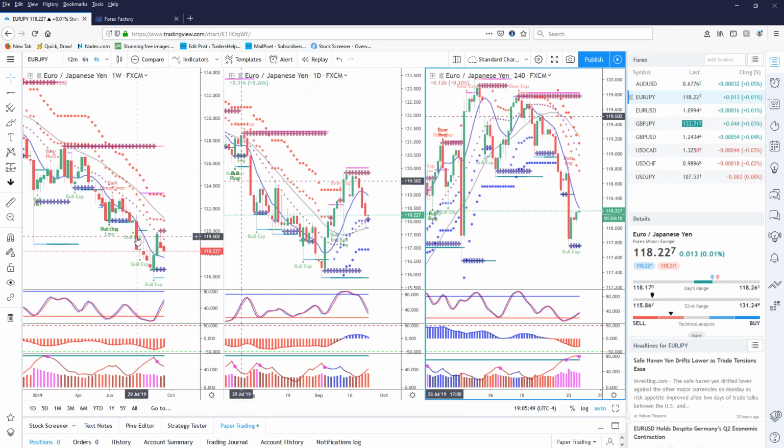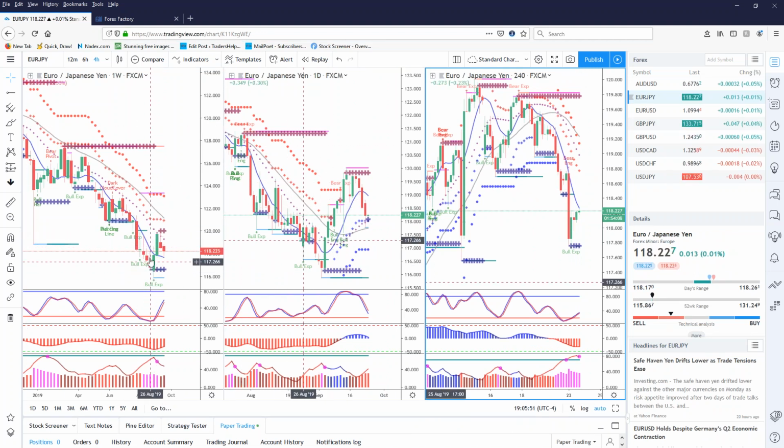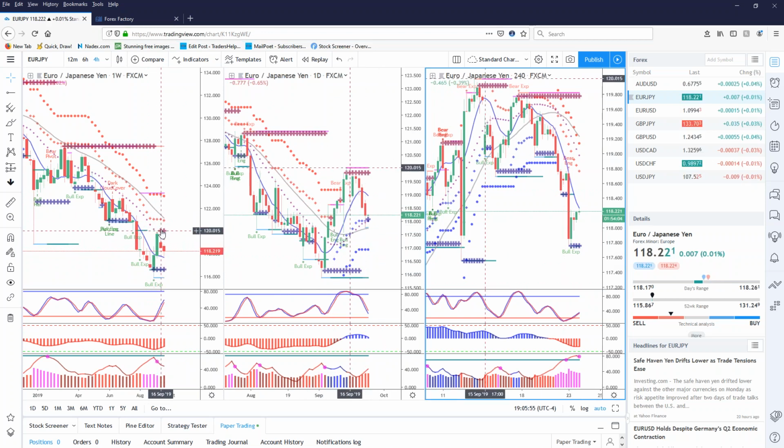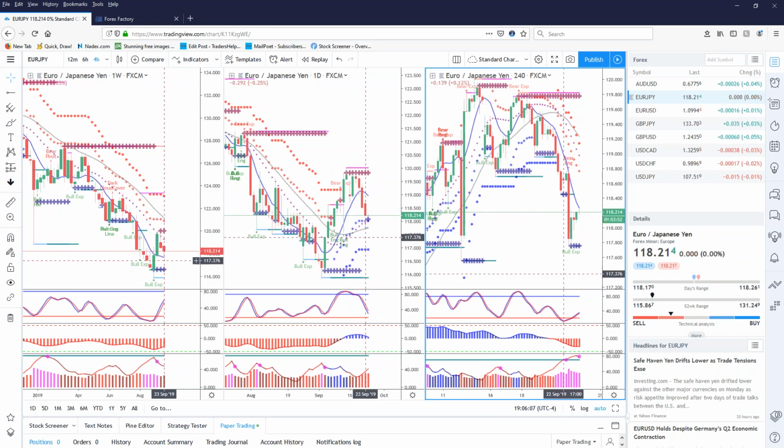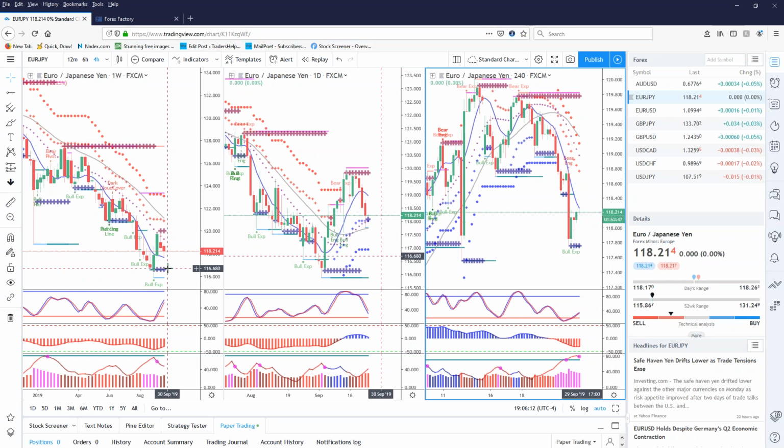On the euro yen, you can see that we made a low here, and it has been moving up since then. We've also formed a resistance area on the daily chart here. Now it's coming back down. The important thing here is, does it come back to test 116.68, or does the fast moving average hold it up?